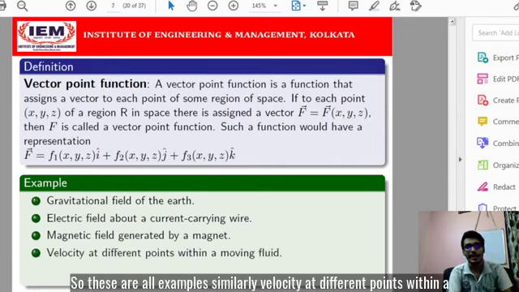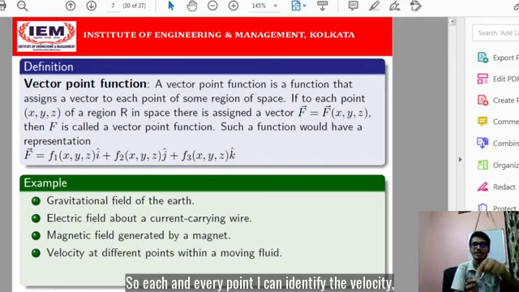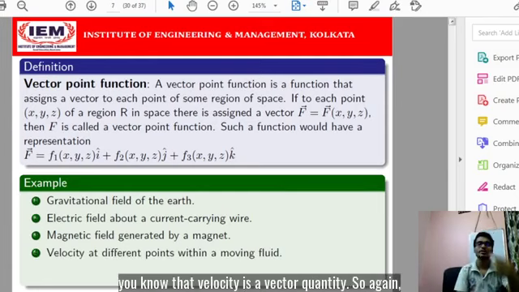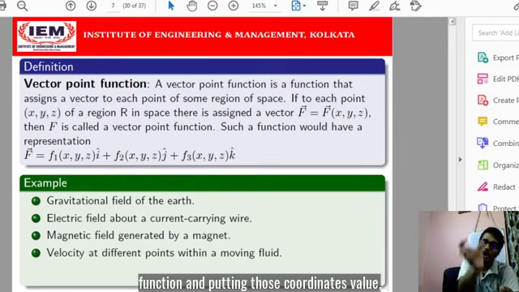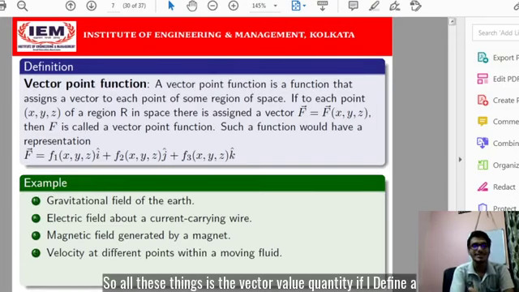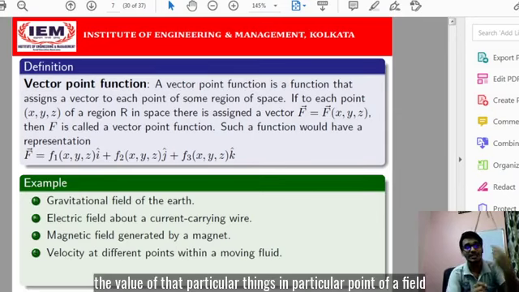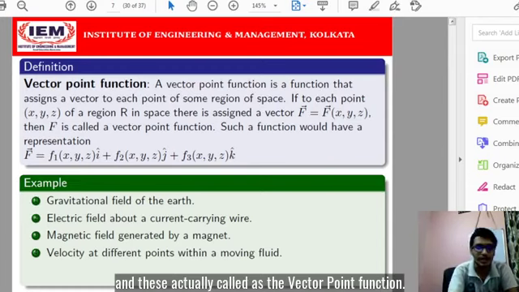Similarly, the velocity at different points within a moving fluid. Say I have considered a fluid in three dimensions. At each and every point I can identify the velocity. You know that velocity is a vector quantity. So by defining a function and putting in the coordinates of that point, I can identify the velocity at that particular point. All these things are vector valued quantities. So if I can define a function that indicates the value of that particular quantity at a point of a field, or of a space or region, then this is called the vector point function.